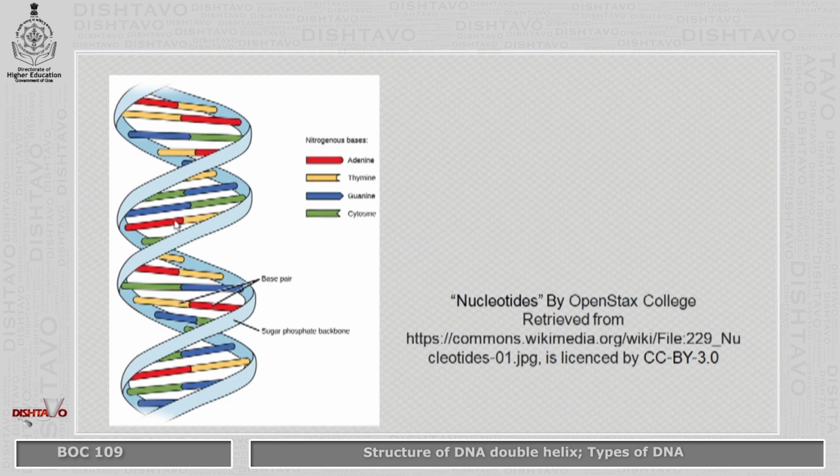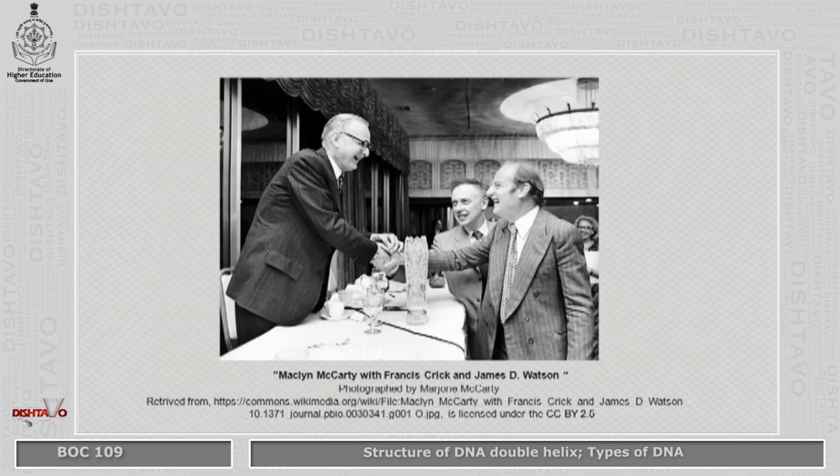Now the nitrogenous bases are made up of purines and pyrimidines. Purines consist of adenine and guanine, whereas pyrimidines consist of thymine and cytosine. Adenine will bind with thymine and guanine will bind with cytosine. This is an image showing Maclyn McCarty with Francis Crick and James Watson.